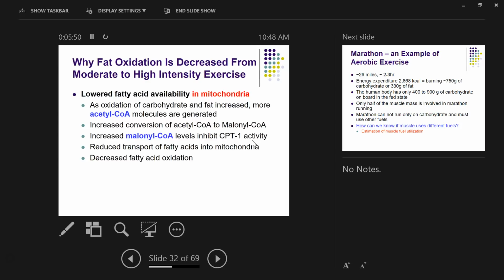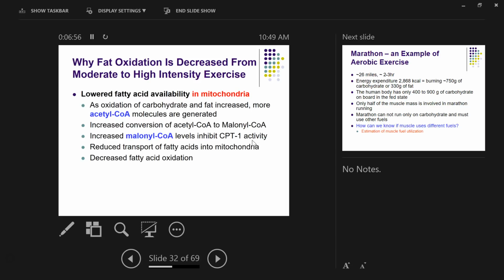And now the later stage, and we mentioned, right, the fat oxidation actually decreased when exercise is going longer and exercise intensity increases from moderate to high intensity. And here is the reason: a lower fatty acid availability in mitochondria, right? That is the reason why fat oxidation actually becomes decreased during the later stage of exercise. Because as the fatty acid oxidation increases, we will generate a lot of acetyl-CoA, right? And acetyl-CoA can be converted to malonyl-CoA. So when exercise intensity increases and more fatty acids oxidize and generate more acetyl-CoA, it's also converted to malonyl-CoA.